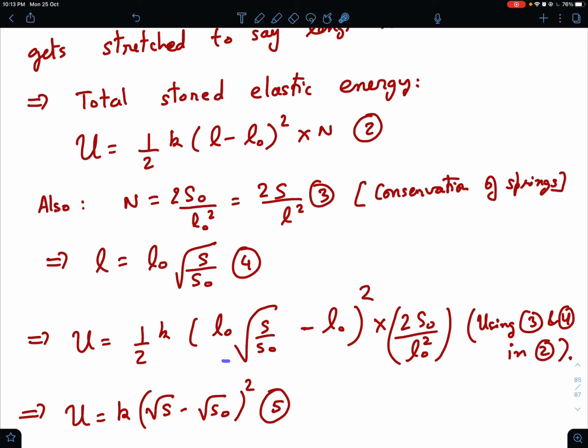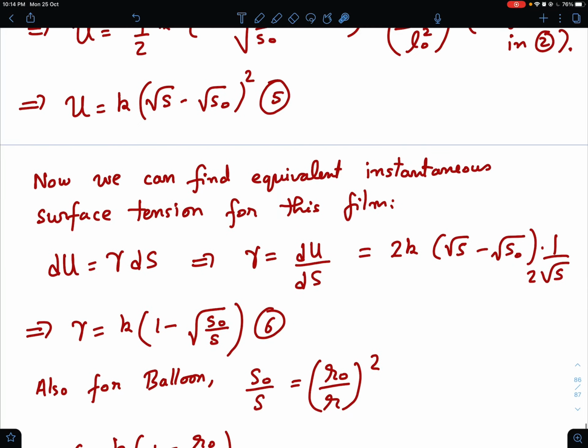Now I just need to simplify this. If you simplify this, so many things will get cancelled. The L naught square and this whole square, L naught will get cancelled, and then this 2 will cancel with this 2, and finally this is what you get for the potential energy of the membrane, or you can say, okay, this is the final potential energy of the membrane when the area becomes S from S naught, okay.